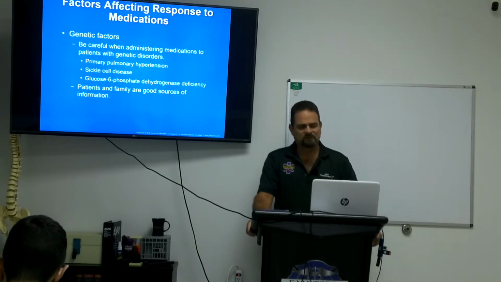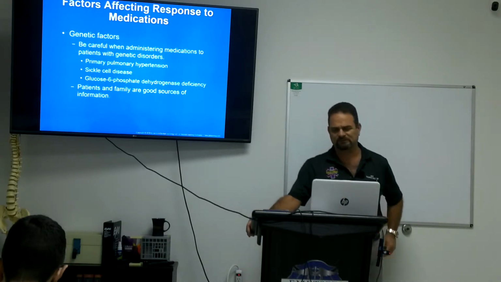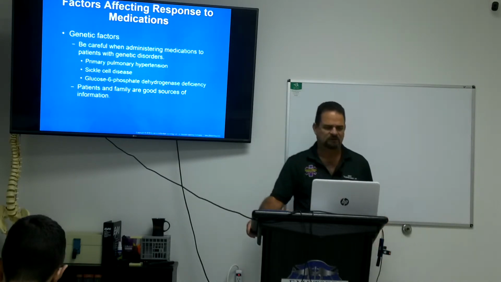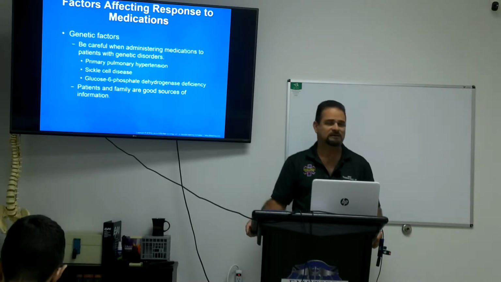You need to be extremely careful when deciding whether to administer medications to patients with specific genetic disorders, such as primary pulmonary hypertension, because it may have an acute decompensation when a vasopressor medication is used, and then sickle cell disease. If we use diuretics, it may cause potentially complicated fatal reactions because they're already dehydrated from the sickle cell.